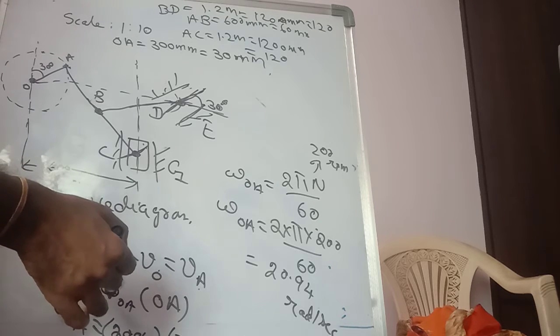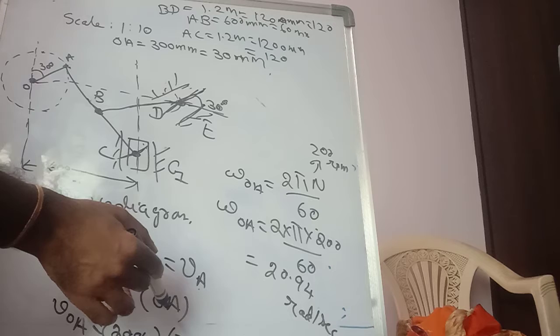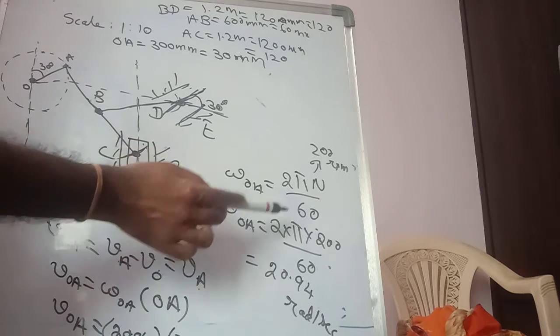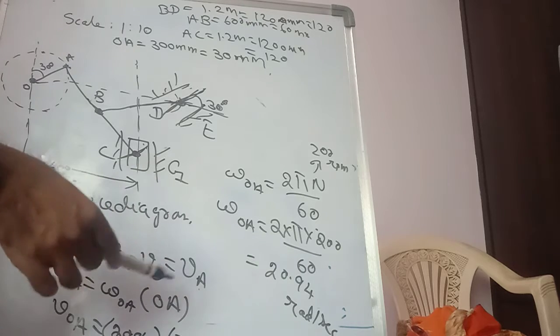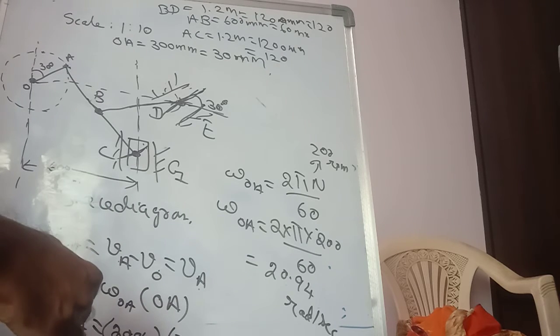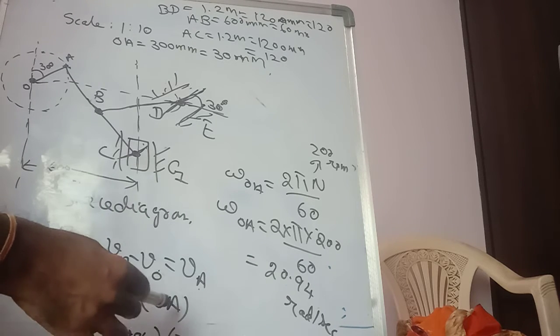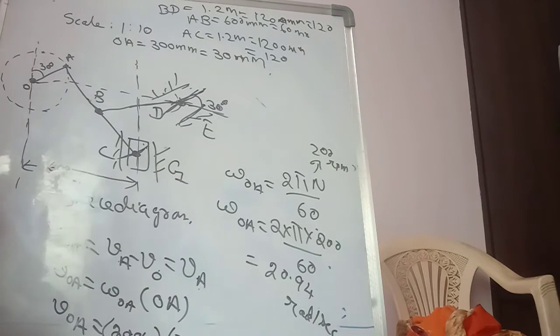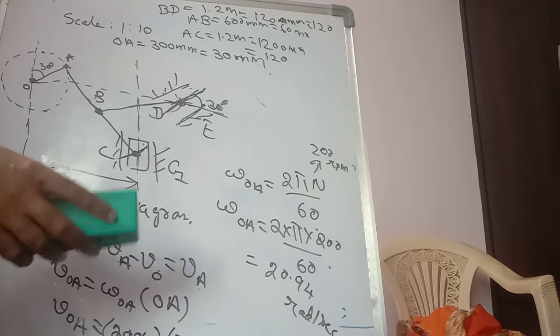VOA is nothing but omega into OA. So omega, we can find out the omega OA as 2 pi N by 60. Its value is 20.94. By substituting, VOA is equal to 20.94 into OA length 0.3 meters, which is equal to 6.28 meters per second. Okay. So this is about how to find the velocity of A.